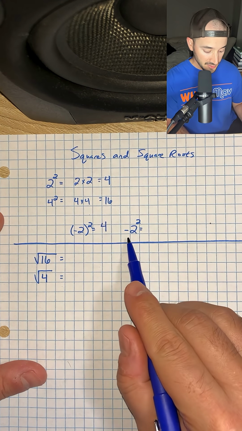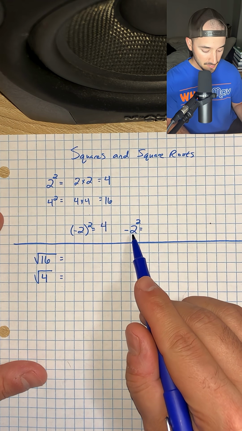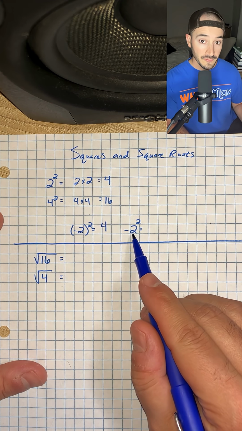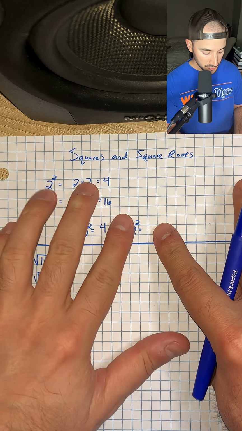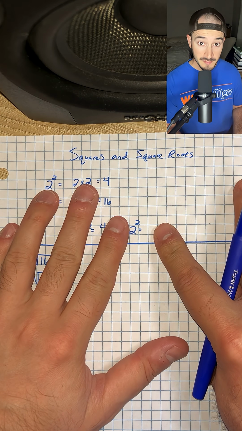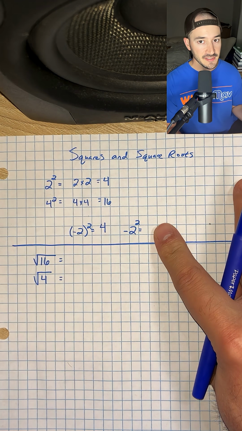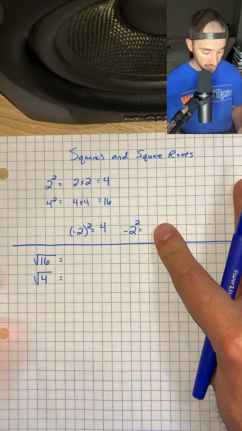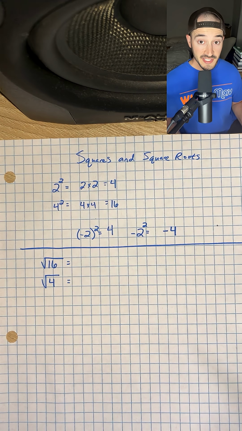Okay, but in this second example, notice that we don't have parentheses this time, and so we have to follow order of operations. That means negative 2 squared in this case is actually equal to 2 squared, or 2 times 2, which is 4. Then we apply that negative sign, which is basically like multiplying by negative 1. So in this case, it's equal to negative 4. So that's how you square a number.